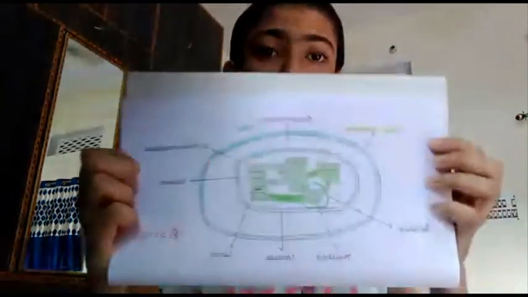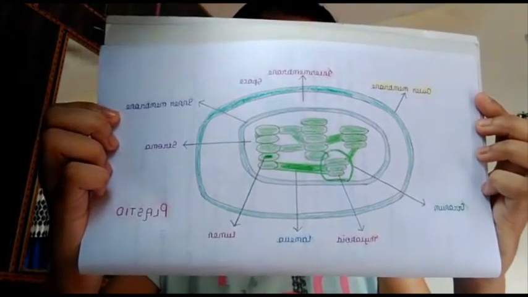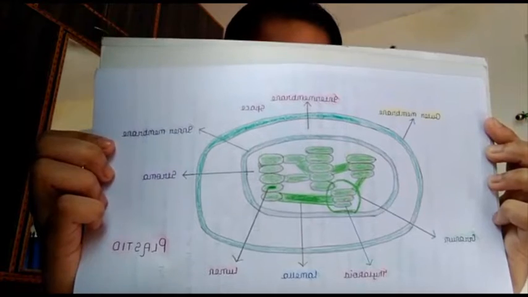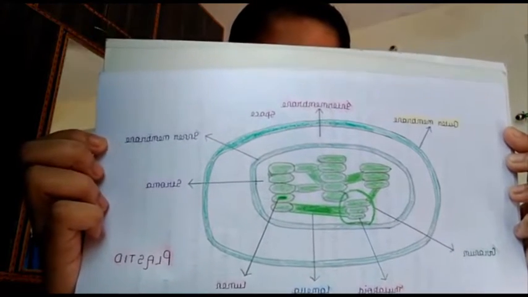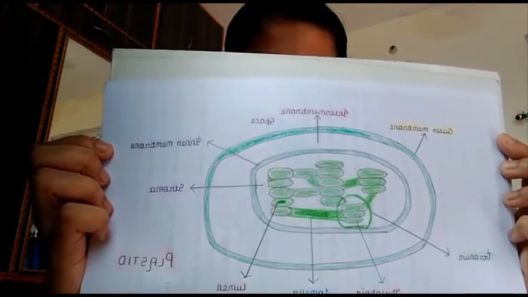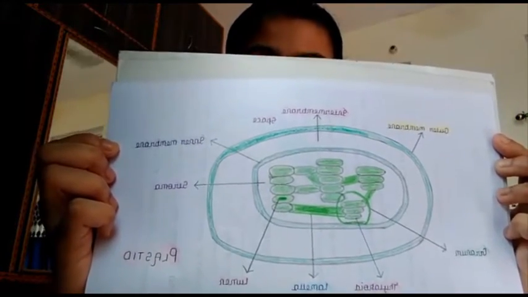Here you can see a diagram of plastid also. Here you can see the outer membrane, intermembrane space, inner membrane, stroma, lumen, lamella, thylakoid, and the granum.